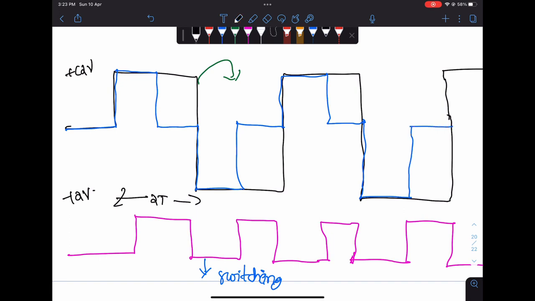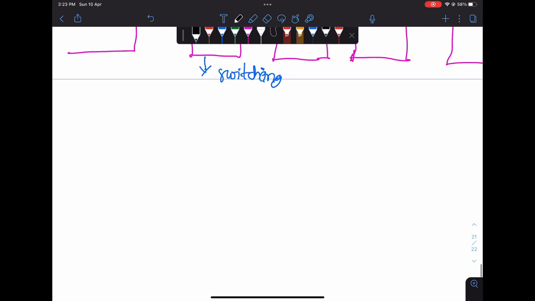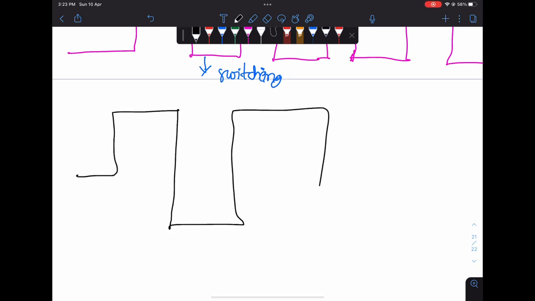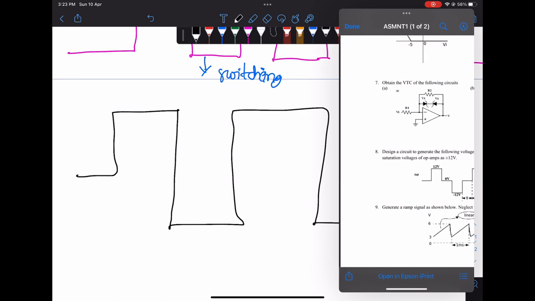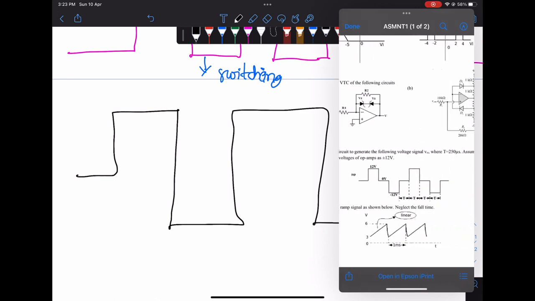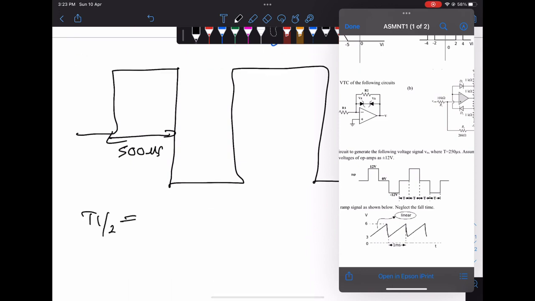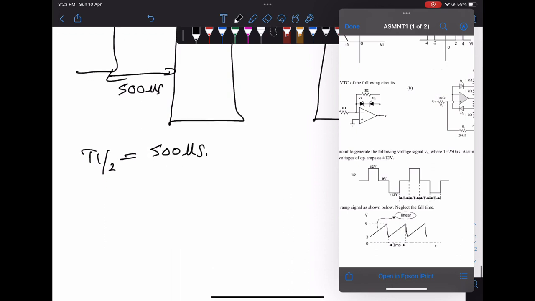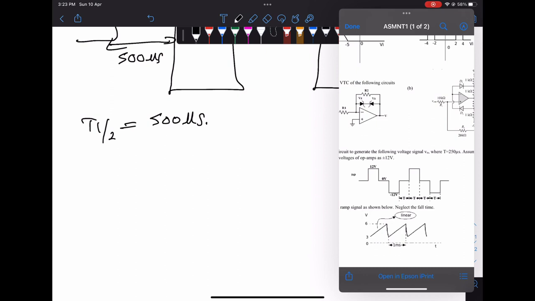You can use the multivibrator equations and create the multivibrator with a time period of 500 microseconds into 2, that is 1 millisecond. Like it is given 250 time period, so it is double of that one, 500. Actually, there is a slight mistake in that. We are writing half time period is 500, but I converted 250.